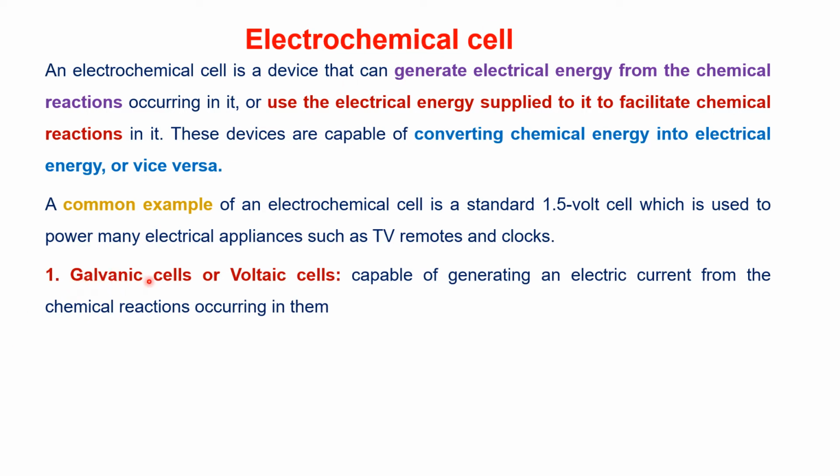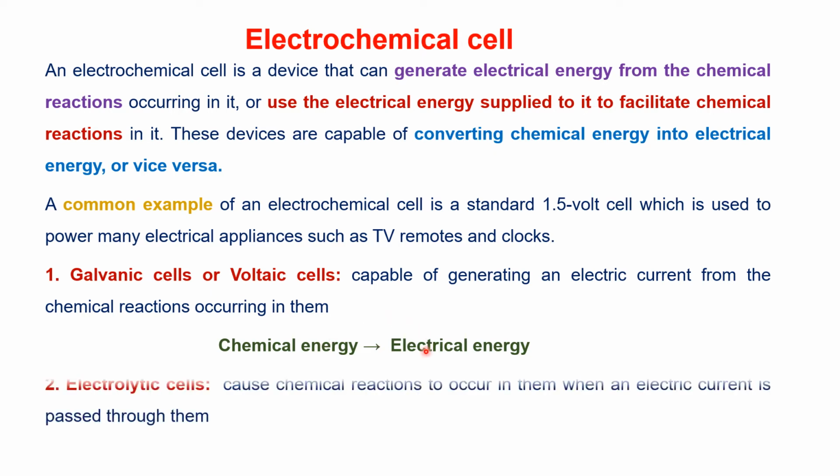One is known as a galvanic cell or voltaic cell. In a galvanic or voltaic cell, a chemical reaction will produce electrical current, or a chemical reaction that is a redox reaction will produce electrons. That means that chemical energy will be converted into electrical energy. Redox reaction means that there is a loss or gain of electrons. So here in a galvanic cell, there will be some chemical process, and this chemical process will produce electrons.